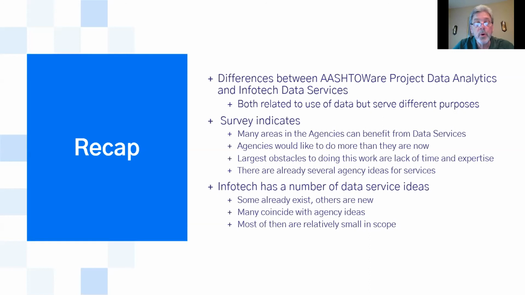Agencies would like to do more than they are doing now. When you're getting 80%, 86% of the people saying that they'd like to do more, that's a good sign. The largest obstacles to doing this work are lack of time within the agency and expertise. And I suppose if we had put COVID on there, that probably would have been one of the answers also.